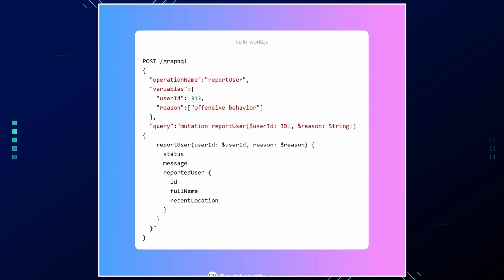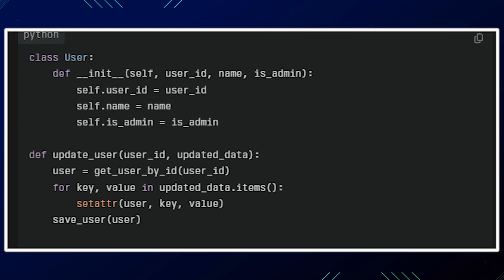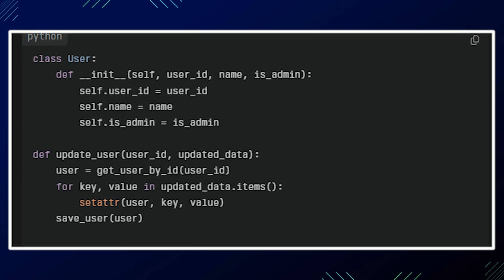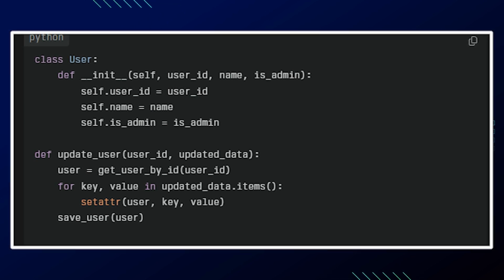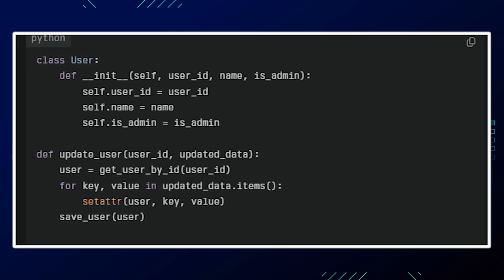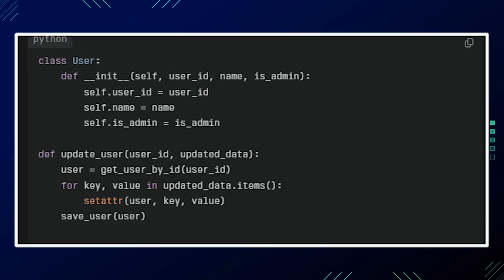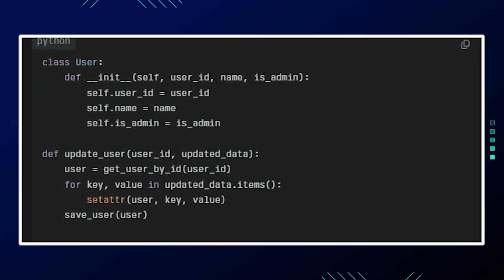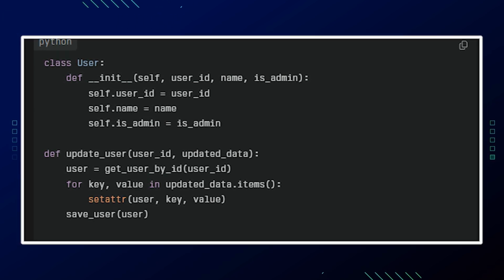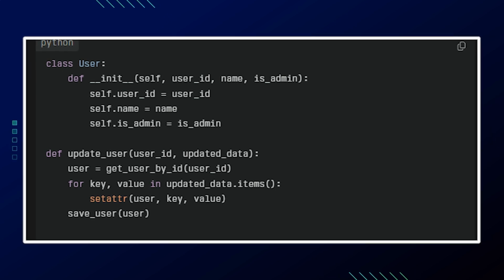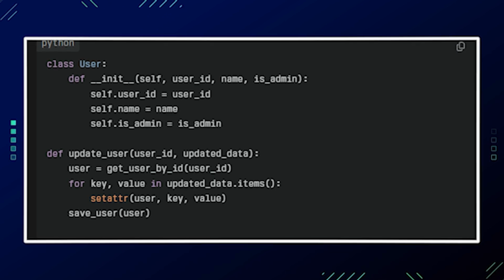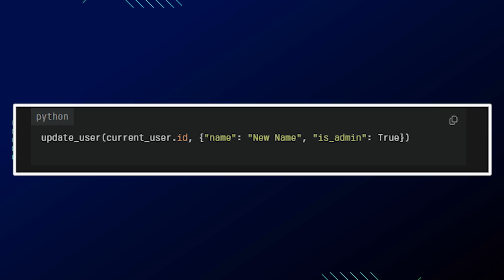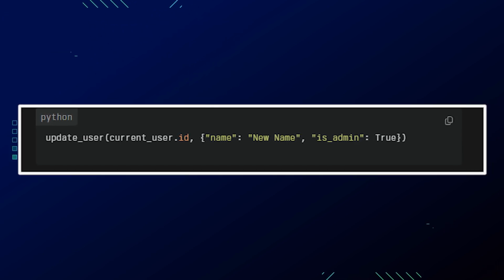Now, here's a simplified example of how BOPA might manifest in code. Peter, please put that code on the screen. Now, in this example, the update_user function allows updating any property of a user object without proper authorization checks. An attacker could exploit this by sending a request to update their own user object and by including the is_admin property. Peter, please put that code on the screen. This could potentially escalate the user's privileges to admin level, demonstrating a BOPA vulnerability.